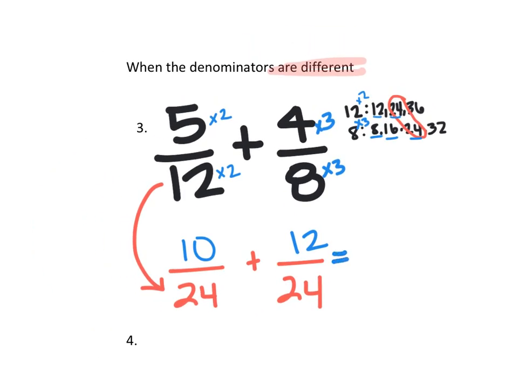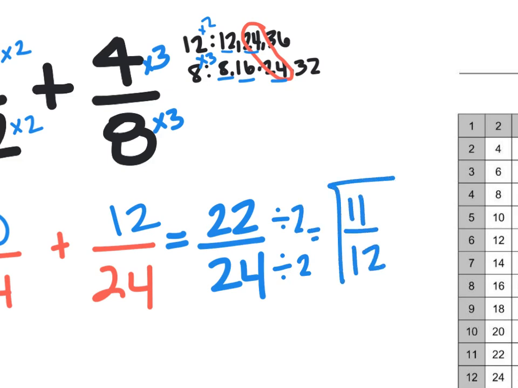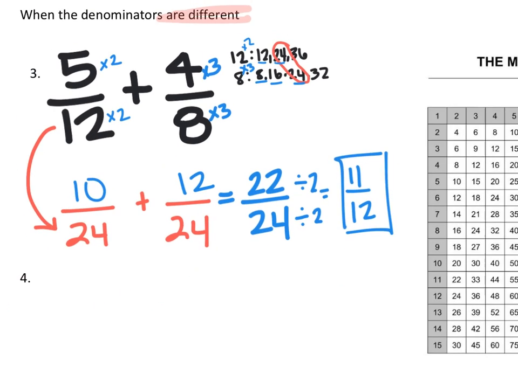I can add them. 10 plus 12 is 22 over 24. Now, it's an even number, so I know I can divide them both by 2 to simplify. Whatever you do to the bottom, you do to the top, vice versa. This is 11 over 12, and this is my final answer.